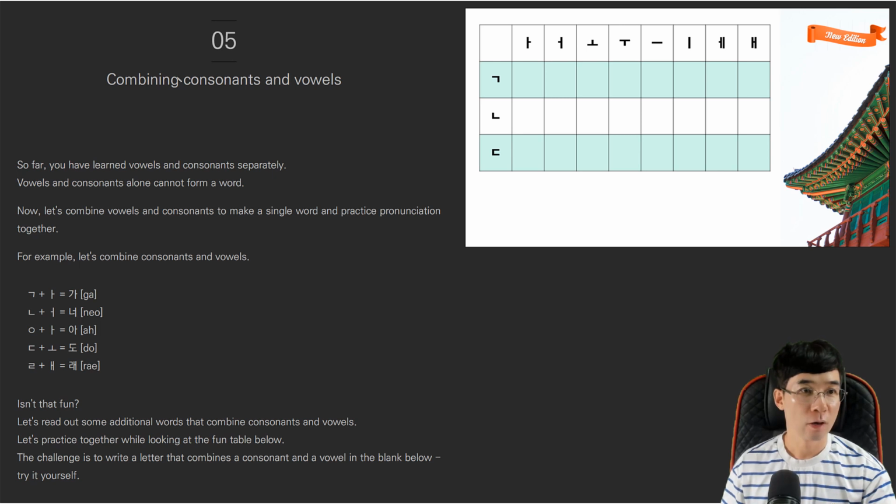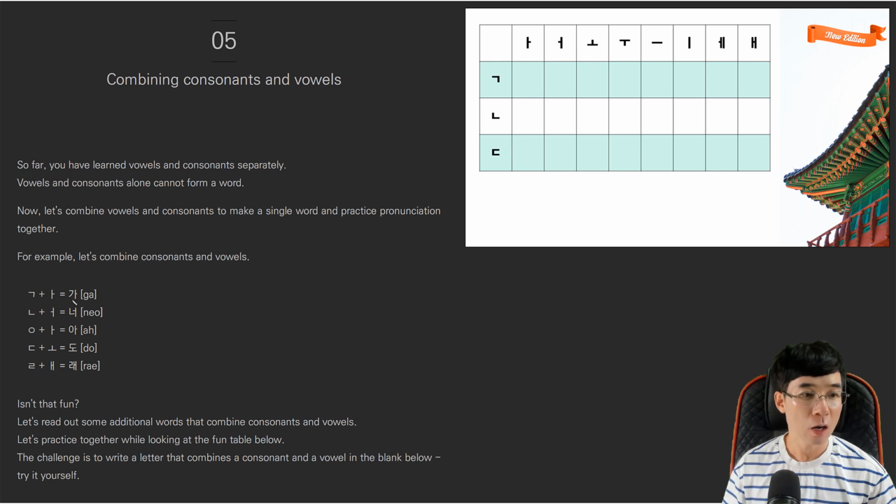Lesson 5. Combining consonants and vowels. So far, you have learned vowels and consonants separately. Vowels and consonants alone cannot form a word. Now, let's combine vowels and consonants to make a single word and practice pronunciation together. For example, let's combine consonants and vowels.